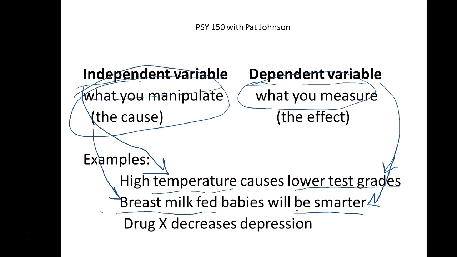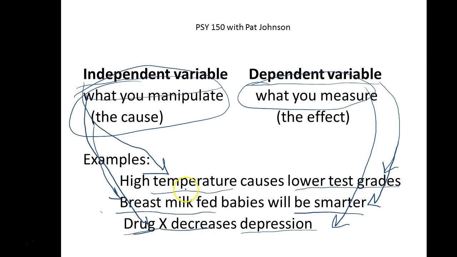Let's go to a drug study. Let's suppose that we have developed a drug that we hope will decrease depression, and we're going to run an experiment on that. Some people are going to get the drug and some are not, and then we're going to measure depression. So depression would be our dependent variable, and our independent variable would be whether or not they get the drug.